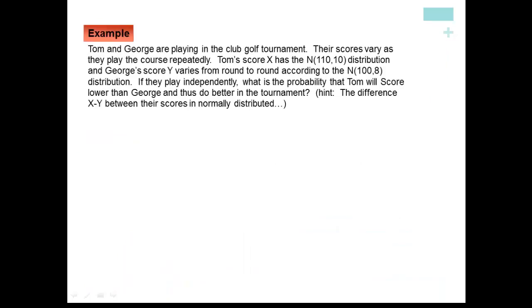Let's take a look at another example. Tom and George are playing in the club championship. Their scores vary as they play the course repeatedly. Tom's scores, we'll call x, have a normal distribution with a mean of 110 and a standard deviation of 10. And George's scores vary from round to round according to a normal distribution with a mean of 100 and a standard deviation of 8. We'll call that y. If they play independently, what is the probability that Tom will score lower than George and thus do better in the tournament? The distribution of x minus y will be a normal distribution.